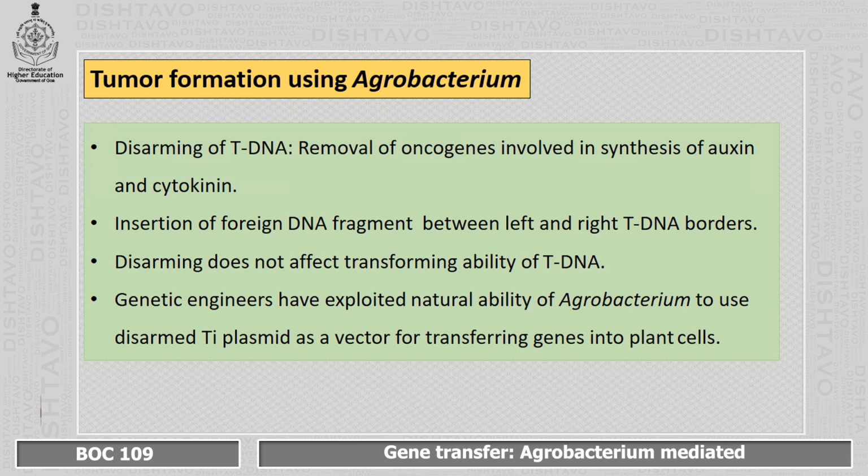synthesis will be removed. Now the genetic engineers have exploited this natural ability because it is present naturally within the Agrobacterium. We are not doing anything artificial, because in normal soil Agrobacterium usually enters the plant cells and transfers its tDNA. Now in place of that tDNA we are putting a gene of interest, whatever trait is required for crop improvement or other purposes, as a vector for transferring the genes into the plant cell.